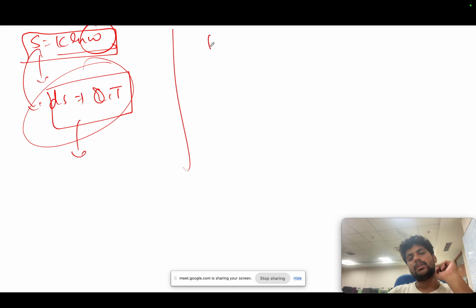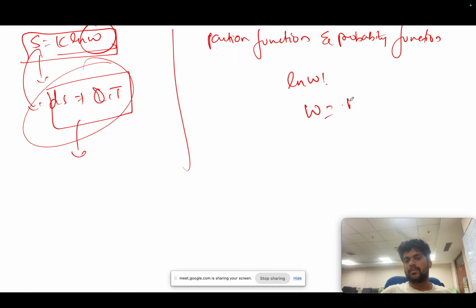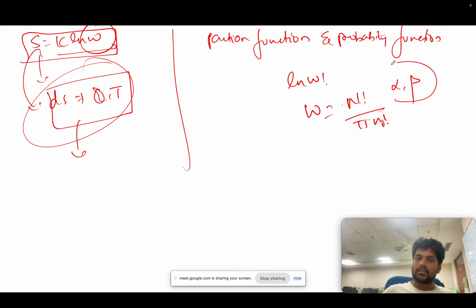And the second question was one where the partition function and the probability function are given. If you remember, while solving the initial classical Stirling approximation of ln W factorial, we came to this formula. While solving it for alpha and beta, we arrived at one equation.